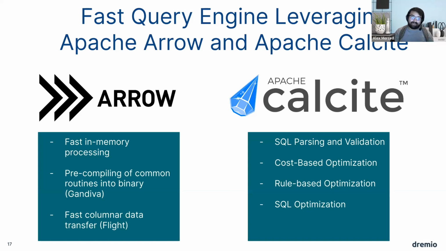And Arrow creates a standard format for data systems to not have to be doing this conversion over and over again.